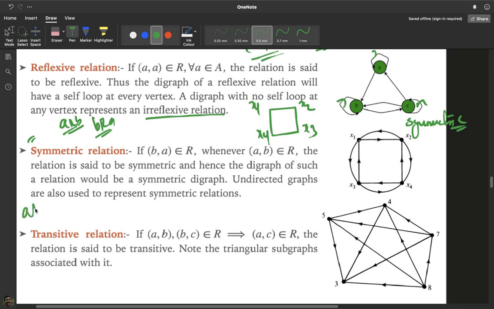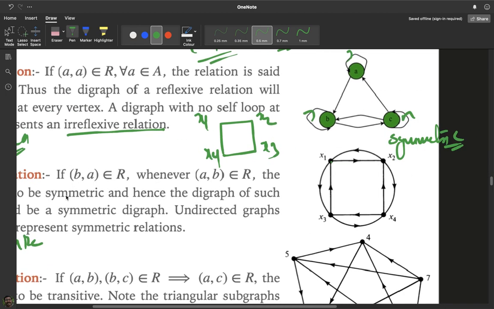If A is related to B and if B is related to C, then A should be related to C. Is it clear? So that is how a transitive relation works. So let us analyze the graph of a transitive relation. How is it coming?